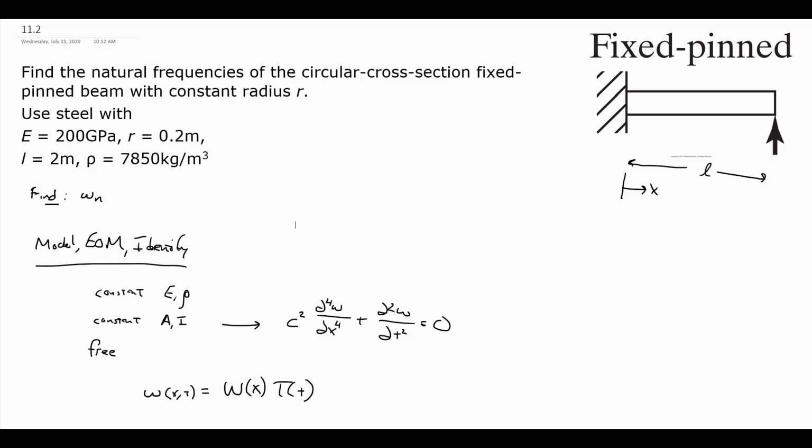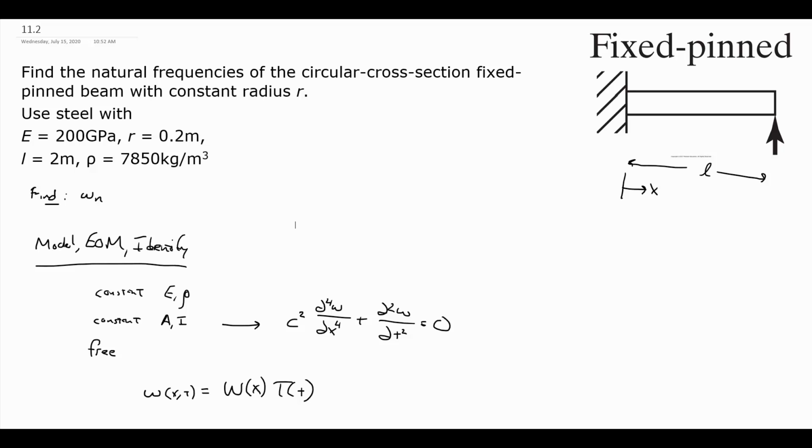In this second example, we are also trying to find the natural frequencies of a beam in transverse loading, but unlike example 1, we have a fixed pinned beam instead of a fixed free beam like we had before. We can recycle a lot of the work that we did in example problem 1, but we're going to have slightly different boundary conditions, and those different boundary conditions are going to affect the natural frequencies. Everything else about the beam is the same: the same material, the same radius, length, all of that.